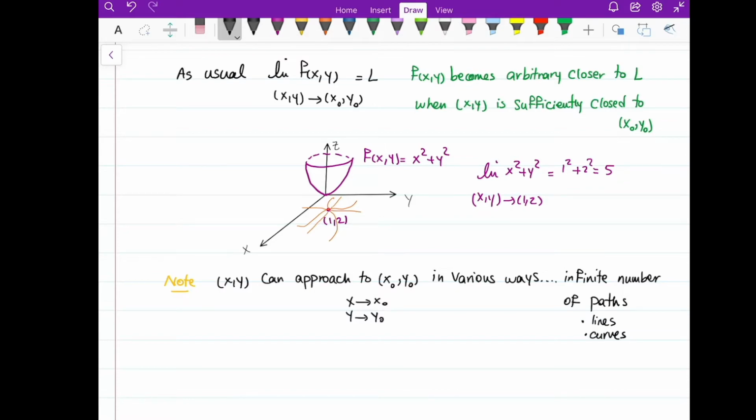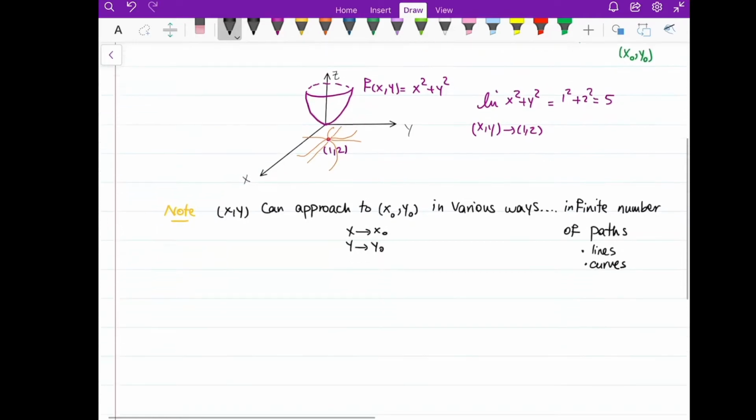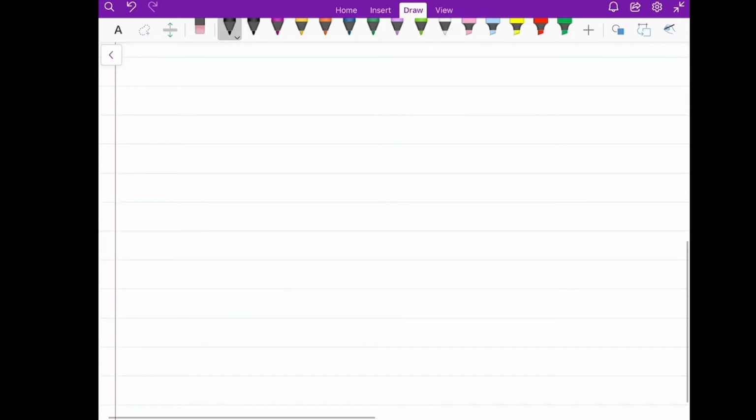Okay, so that was kind of an introduction for the limit. Let's go to continuity. For continuity, I'm going to give you the recall of a continuous function in one variable calculus: when x is getting closer to x naught, if we get f of x naught, then we say that the function is continuous.